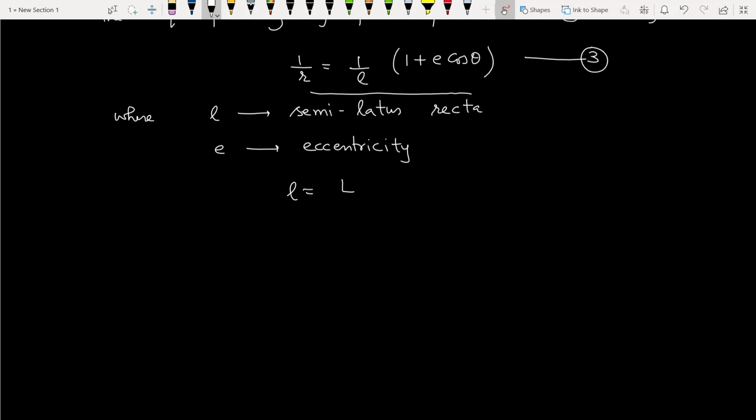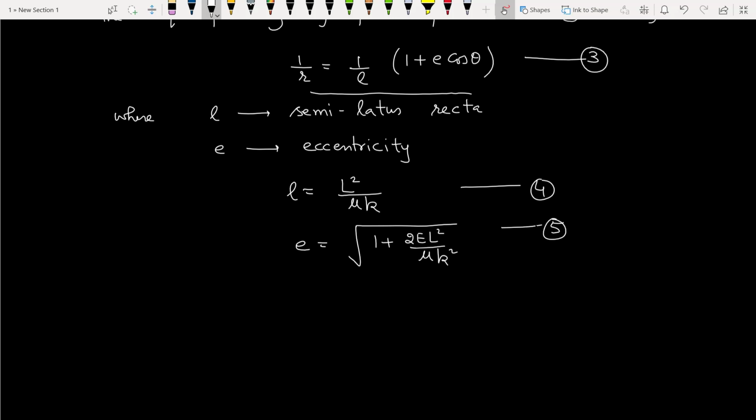Small l is capital L square upon mu k. Mu is the reduced mass, capital L is the angular momentum of the system, and for the eccentricity we have derived the general formula: e = square root of 1 plus 2E L square upon mu k square. So these formulas we have derived in our previous lectures of the central force problem chapter.